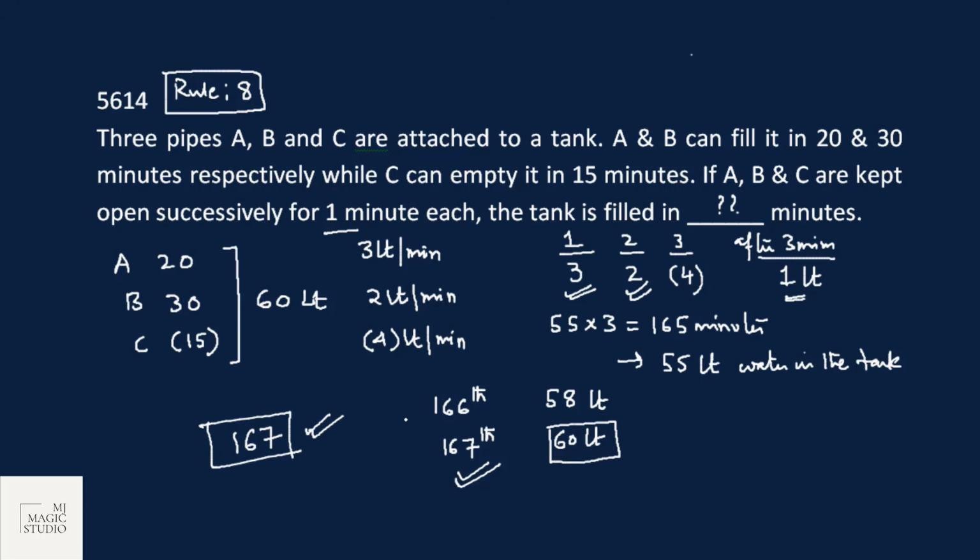Please do not type 60 into 3, that is 180. That would be wrong. So that's a small trick we need to play to find the exact time. Exact time won't be like 60 cycles. No, it would be 55 cycles, and after 2 minutes, there would be 5 more liters water in the tank. That will count to 60 liters. In 167 minutes, tank would be full.